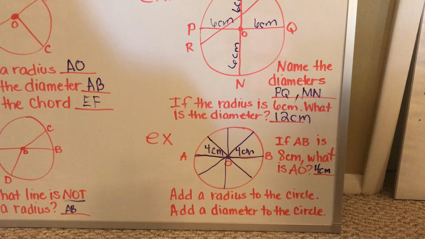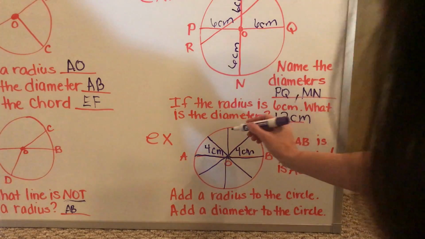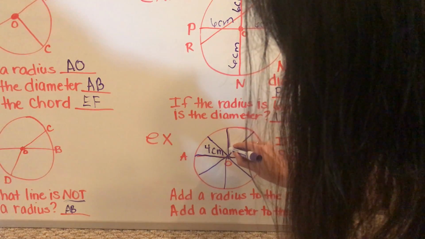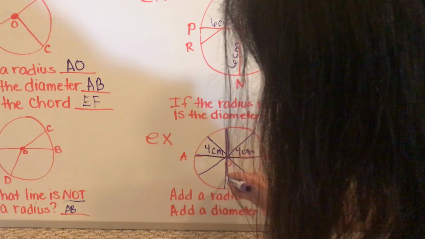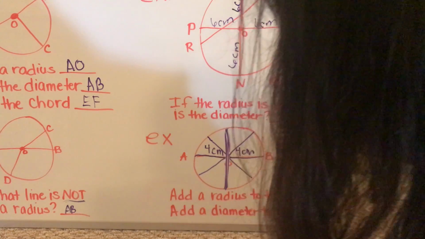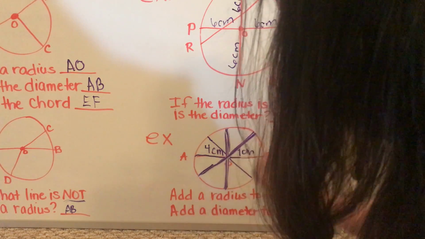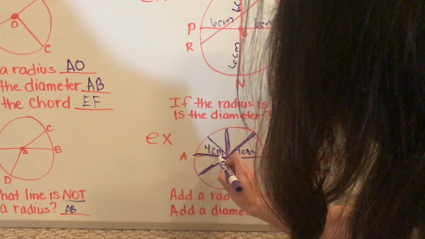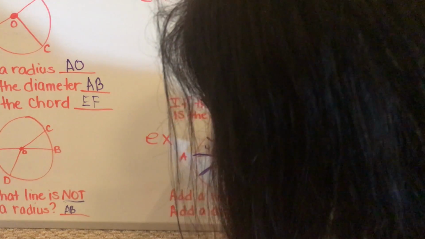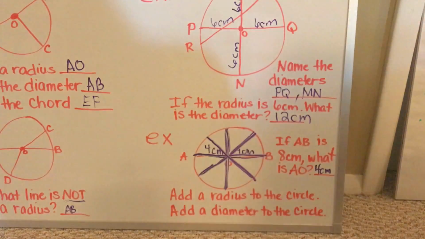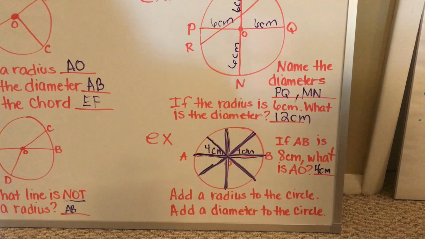Now it says add a diameter to the circle. So that's when you're going to go all the way across. So from here down, that would be a diameter because it went through. This would be a diameter because it goes through. And then of course we already have this one. And here's another one. So when we're connecting the two radiuses, it becomes a diameter.